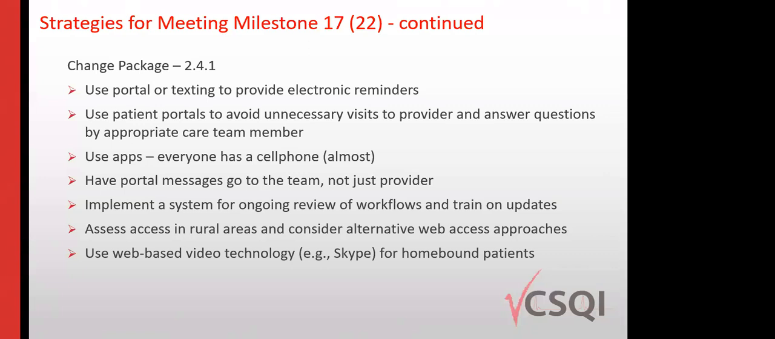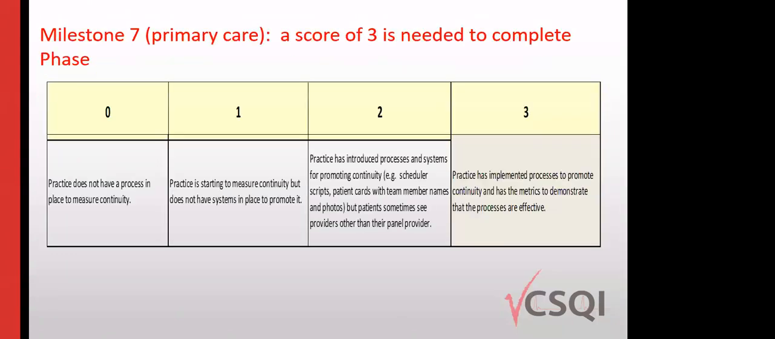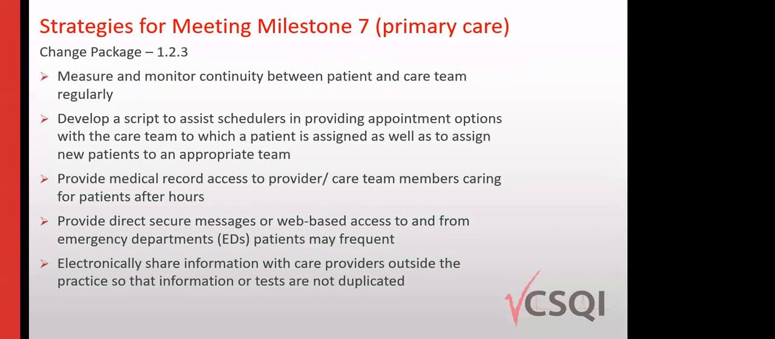Okay, the next 2 milestones are just for primary care. Milestone 7 addresses whether or not the practice has implemented processes to promote continuity and has metrics to demonstrate that these processes are effective. A score of 3 here is needed, I believe, to complete phase 4. So what are the strategies here? What does this measure mean?